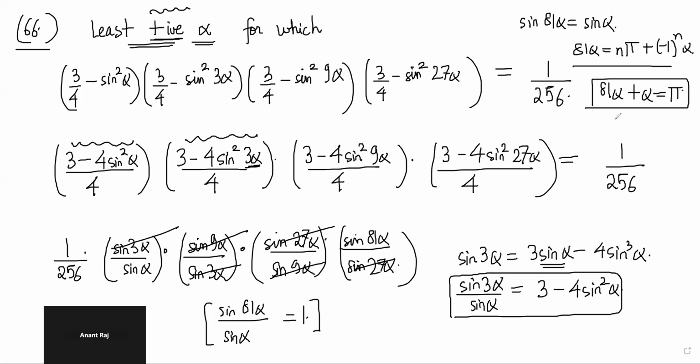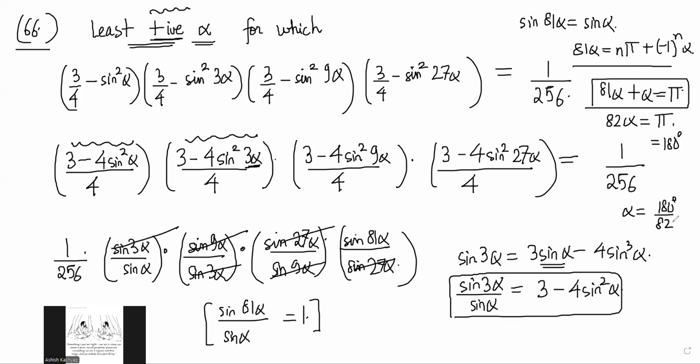So you are getting 82 alpha coming out to be pi, but we have to write the angle not in radians, in degrees. So this is 180 degrees. You're getting alpha is equal to 180 degrees by 82. So that is 90 by 41 degrees, right? Yes, sir. And the required answer is 131, 90 plus 41. You have to express the answer in terms of degrees, not in radians.